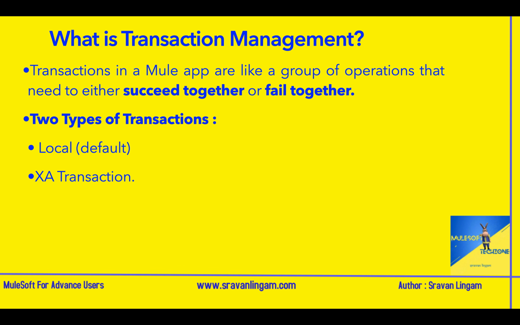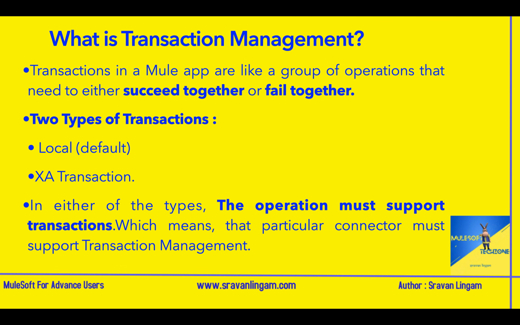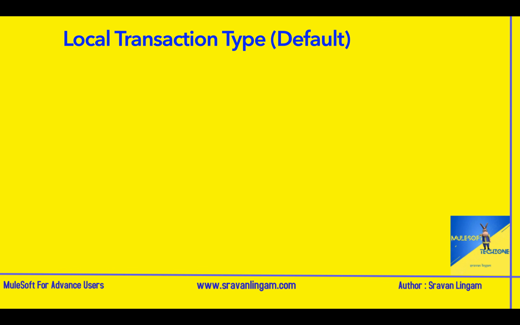And we have two types, as I mentioned here, local and XA transaction. In either of the types, the operation must support transactions, which means that the particular connector must support transaction management. It is not that every connector has a transaction management feature. For example, you might see transaction management in database, but you might not be seeing that in Salesforce or any other connector. So whenever you drag and drop the connector, and you see that there is a field or a configuration where we can configure the transaction management, then that particular connector supports transaction management.